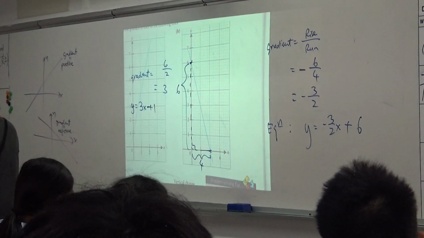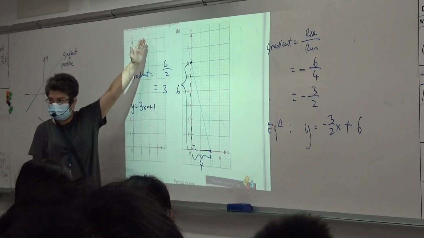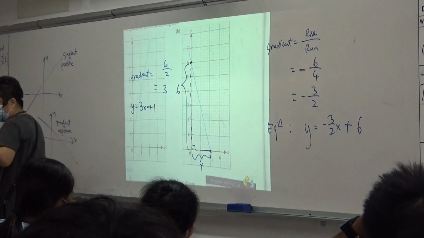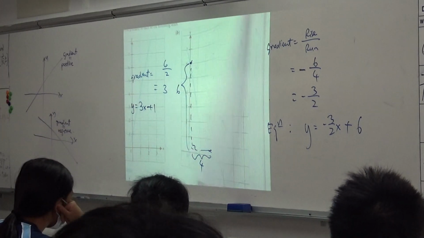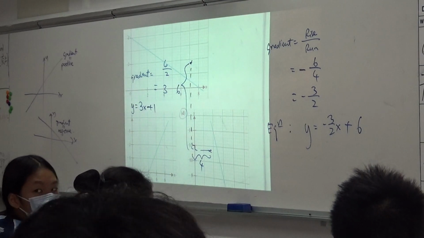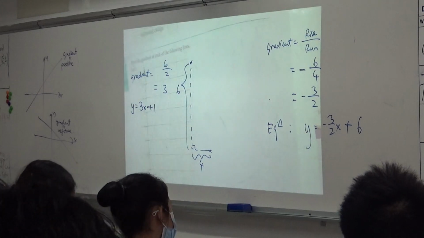Is that clear to everyone? So I repeat, if the line slopes this way, it is positive; if the line slopes this way, it is negative. Okay? Alright. So, are we clear so far? Okay. Then, can you look at page 158?